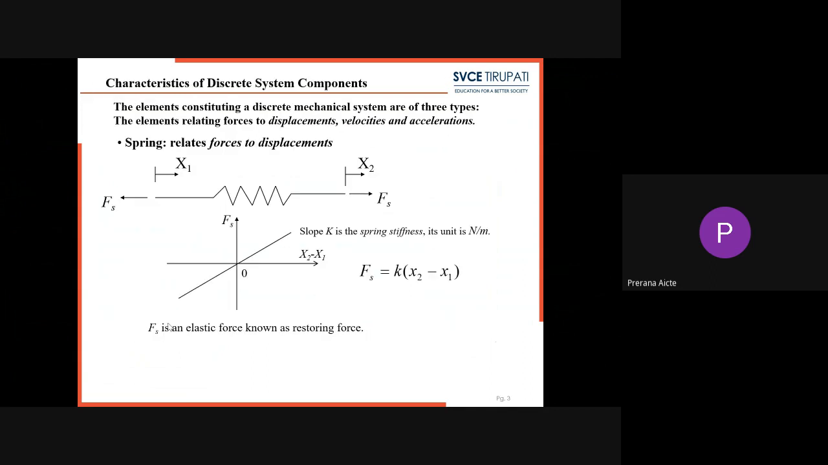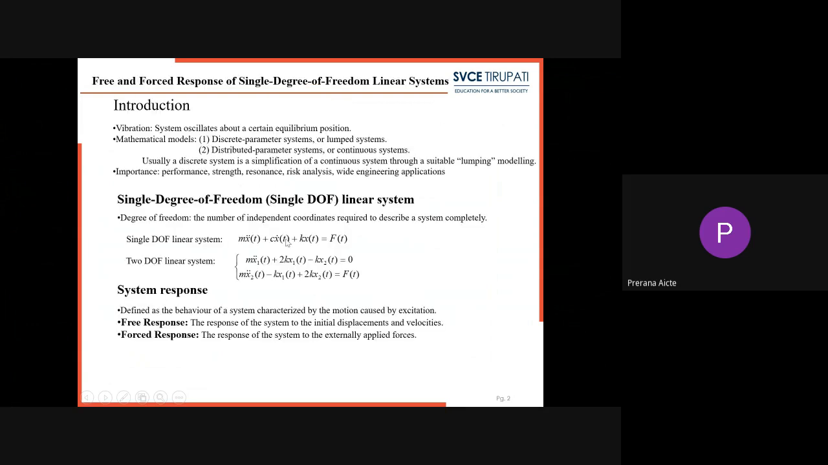And we have discussed relating forces to displacements, velocities, and acceleration. And we split this equation into subcategories. So this term explains the displacement. This term explains the velocity. This term explains the acceleration. And this is the externally applied force.